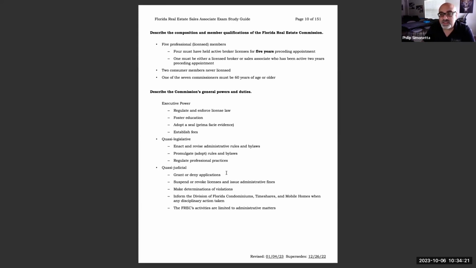1 of them must either be a licensed broker or sales associate who has been active 2 years preceding appointment. And then you have 2 consumer members who are never licensed. And 1 of the 7 commissioners must be 60 years of age or older.